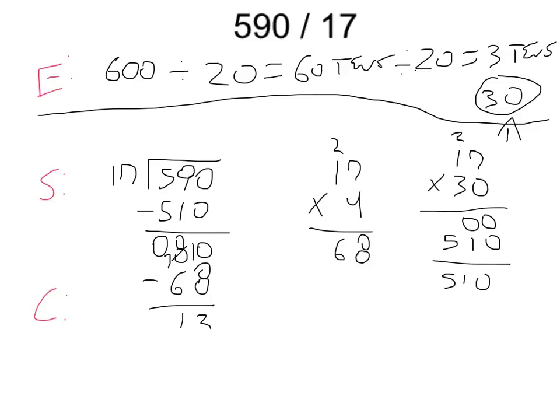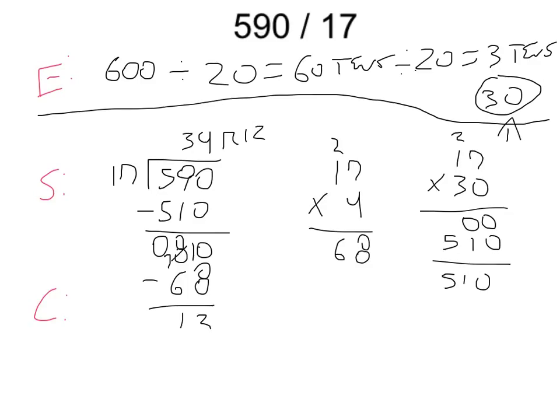I can't get another group of 17 out of 12. Now here, let's see how many groups of 17 have I taken away altogether. I've taken away 4 groups, and I've taken away 30 groups. So 30 plus 4 is 34. And my remainder is 12.